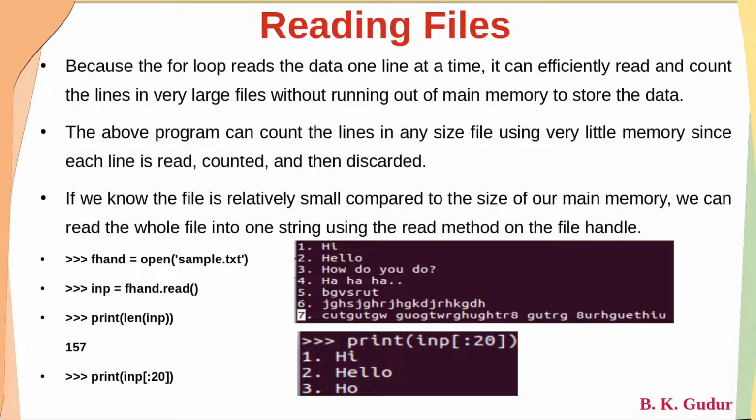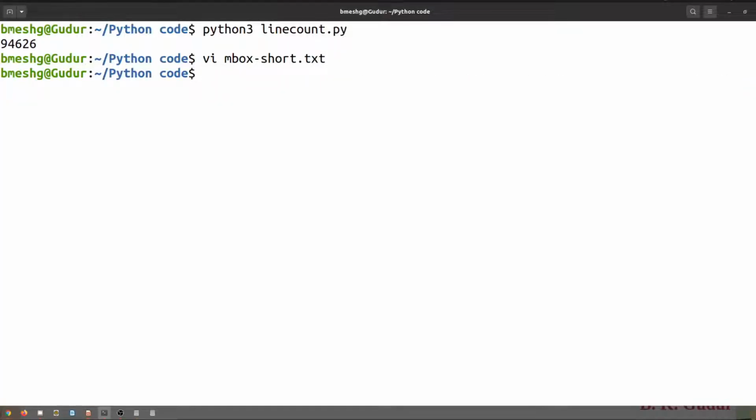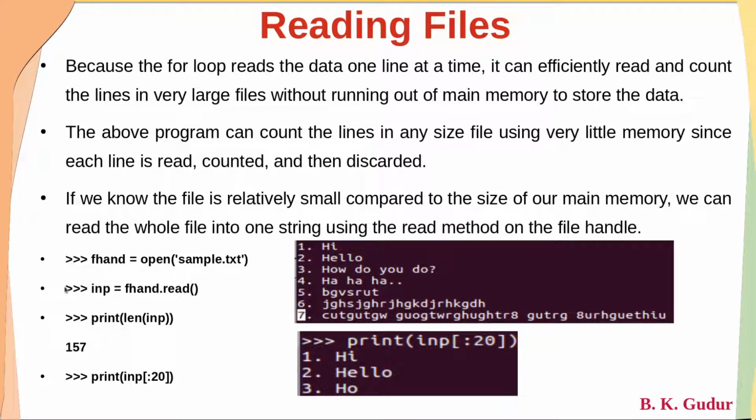So if we know that the size of the file is very small, then we can use the read method to read the whole file at a time, and later we can work on that. This read method is going to return a string. So the total file will be returned as a string.